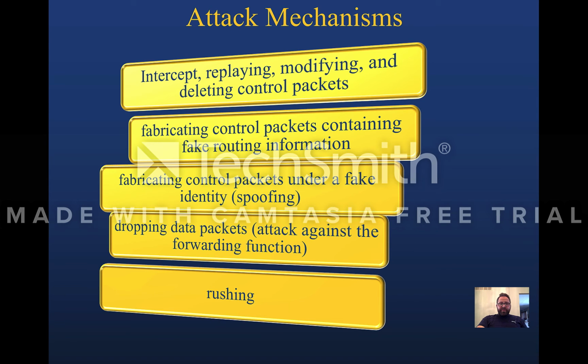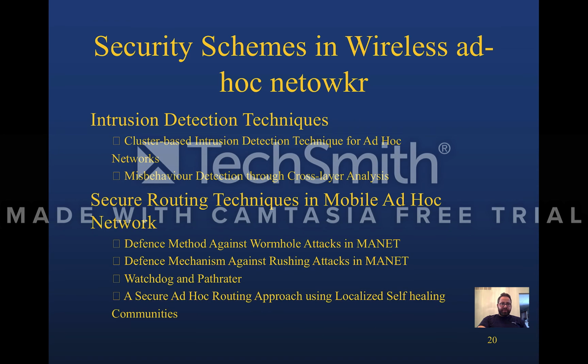The mechanisms that the attacker uses: they can intercept, replay, modify, delete, or drop a packet, or even record the packet for future purposes. They can fabricate control packets containing fake routing information, or fake identity. They can drop the packet and rush the network.